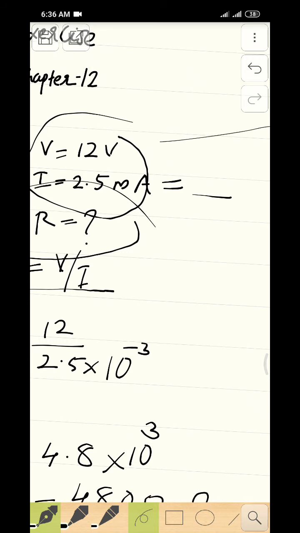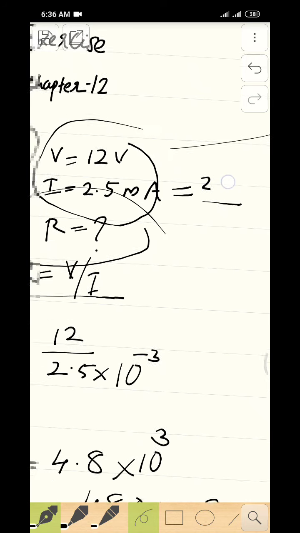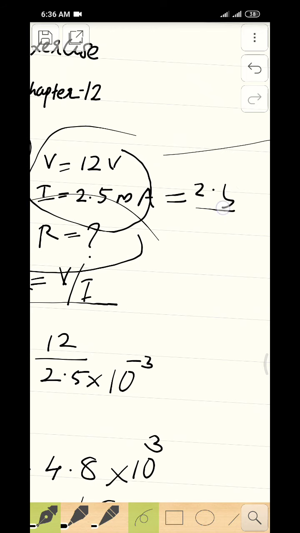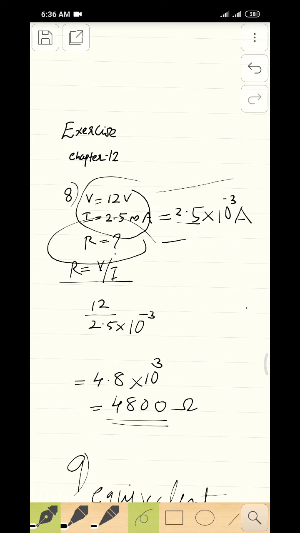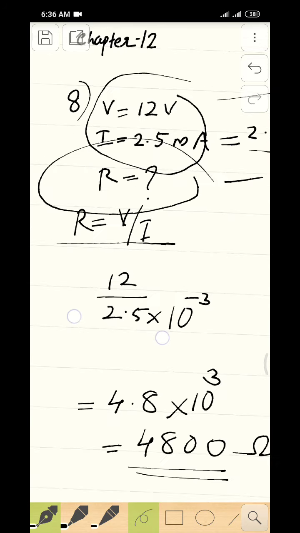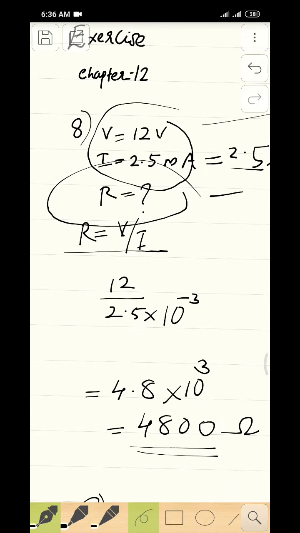So that is actually 2.5 into 10 to the power minus 3 amperes. Okay, milli means 10 to the power minus 3. Remember that one. So I is equal to 2.5 into 10 to the power minus 3. V is equal to 12 volt. So R will be equal to 12 divided by 2.5 into 10 to the power minus 3.